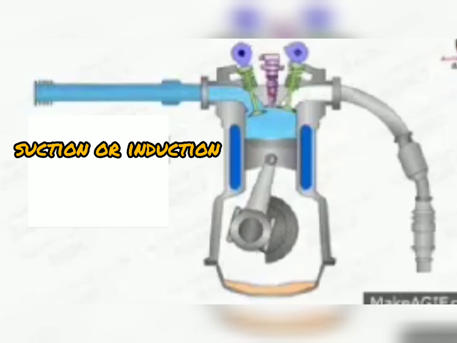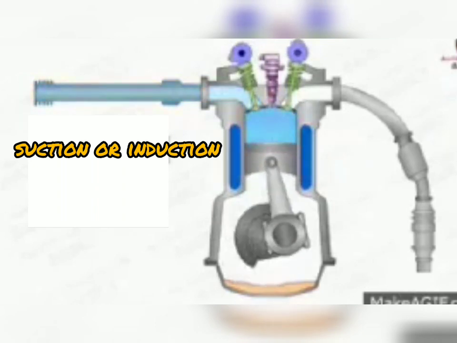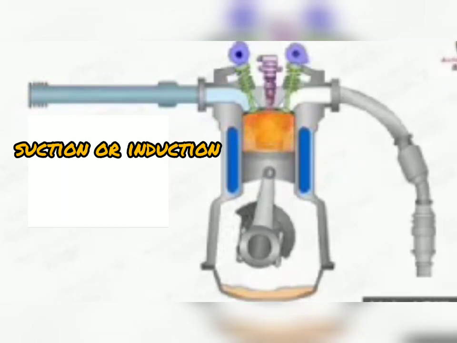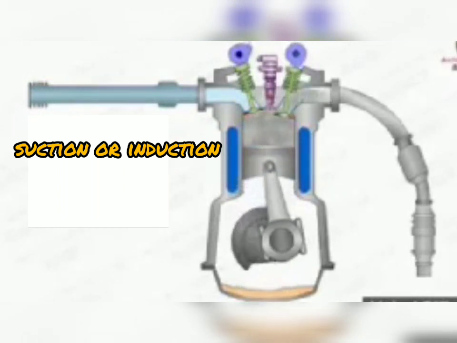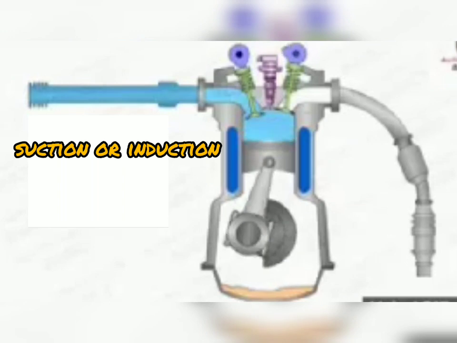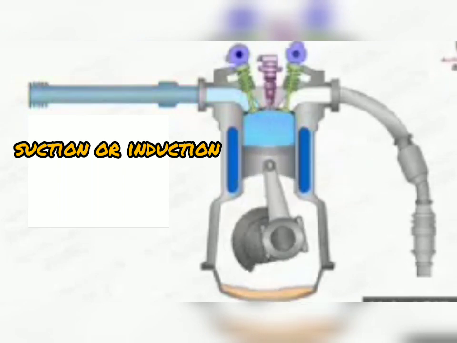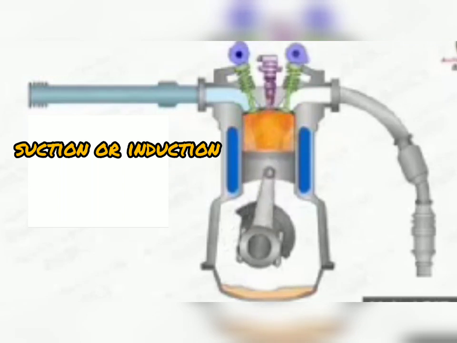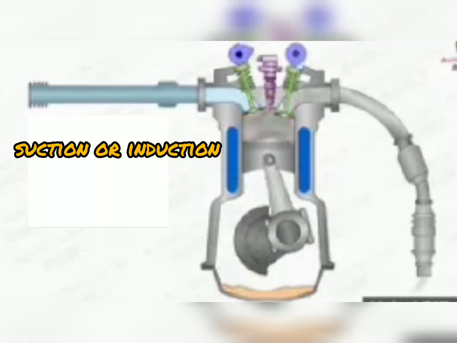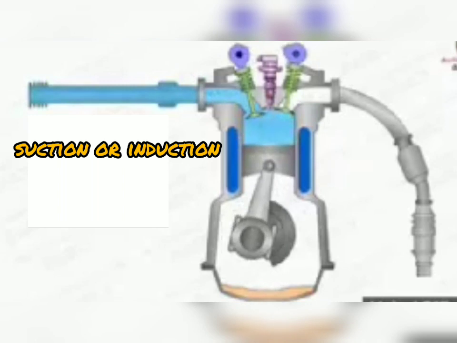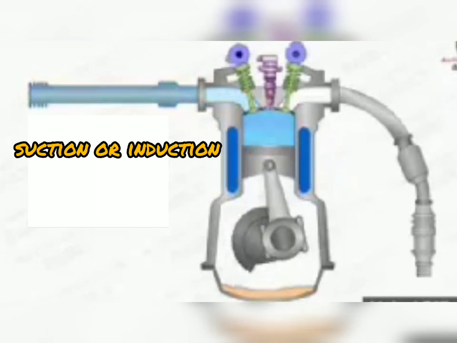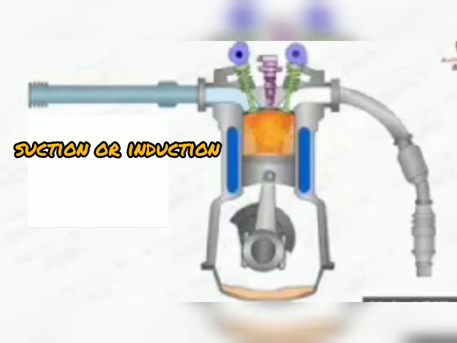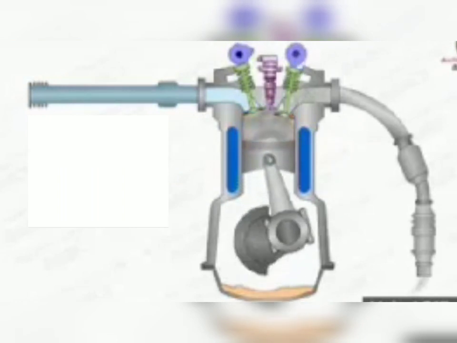The piston moves downward, pulled by the connecting rod to the lower end, moved by the crank. The piston moving away from the cylinder head creates a vacuum in the cylinder, and outside air is drawn or sucked into the cylinder through the intake valve, which opens about the beginning of the suction stroke and stays open until the piston reaches the bottom dead center.